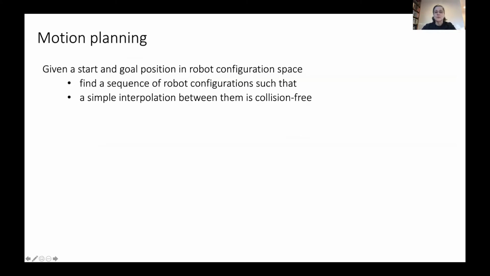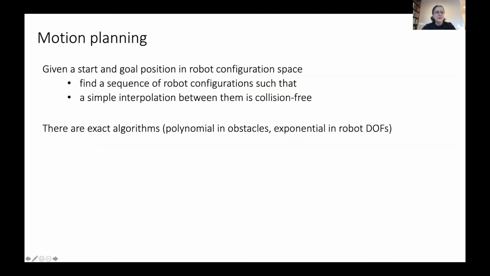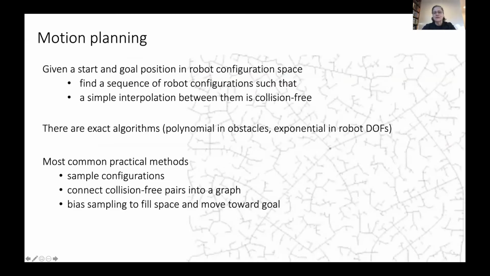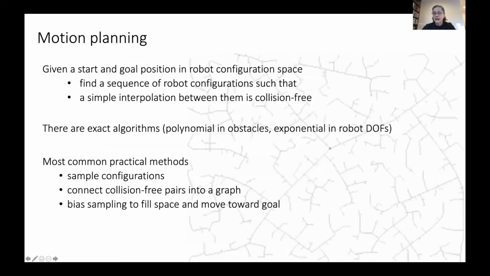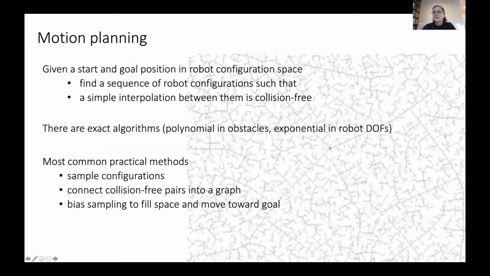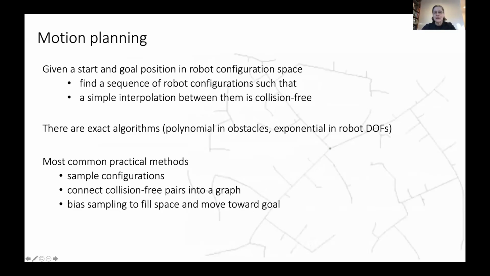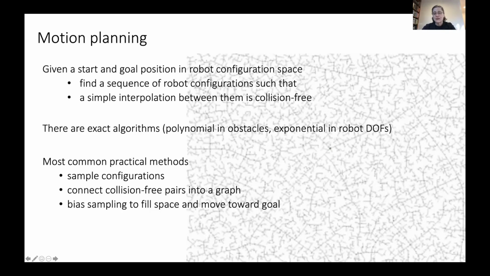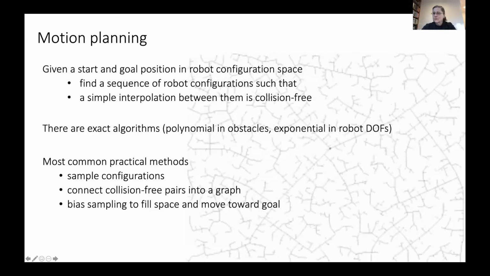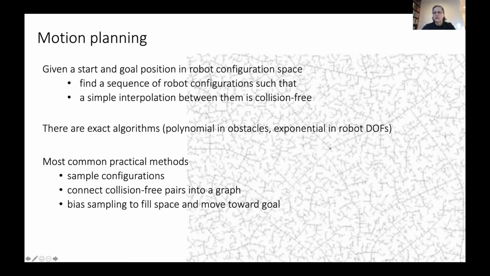Most of you are familiar with problems of motion planning. We're given a start and goal position of the robot in some configuration space, and we'd like to find a collision-free path. There are exact algorithms for solving these problems that are difficult to implement, although provably efficient in a certain sense. In practice, mostly people use things like RRT, which are methods that sample configurations in the world, try to connect them, and use an understanding of the space that they're operating in to be sure that they bias the sampling in a way that will move toward a goal potentially and also cover the space. So can we take these ideas and apply them to more general manipulation planning?